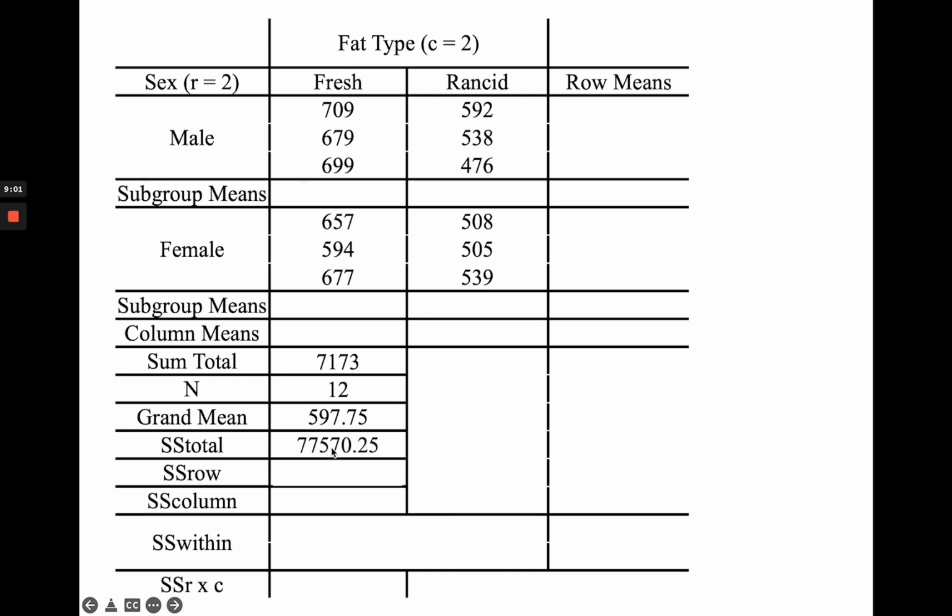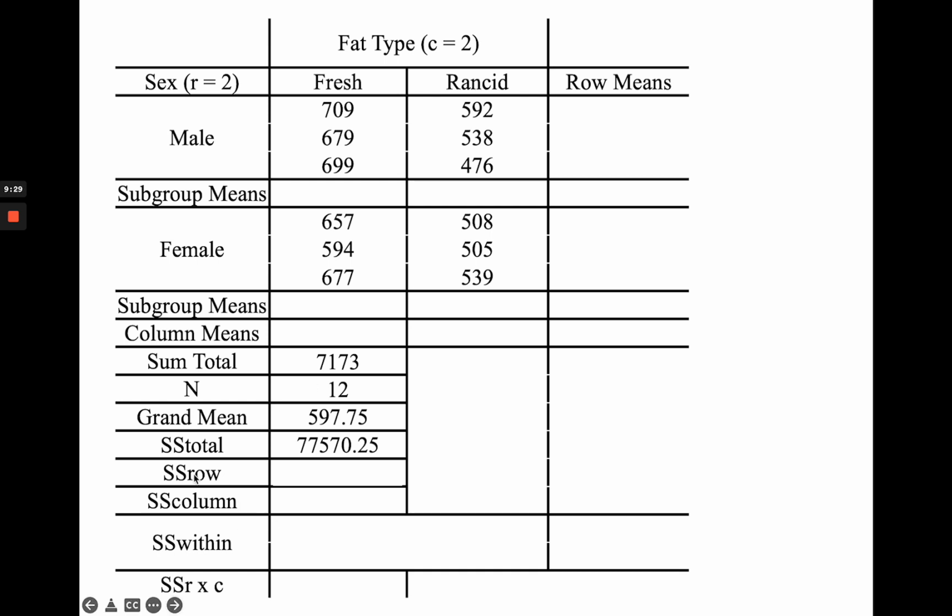When you do that, you should get a sum of squares total of 77,570.25. Take a moment, do those calculations either in an Excel worksheet or on a sheet of paper, and verify that you get the same sum of squares total that I get. So hopefully you got the same answer that I got.